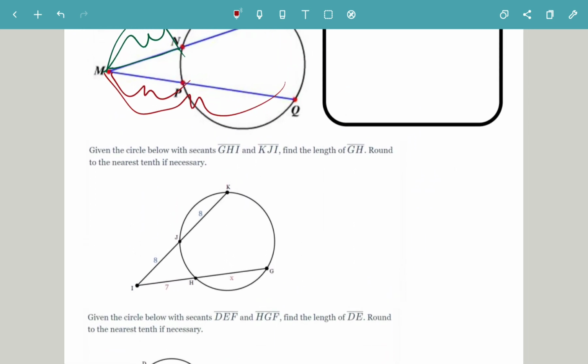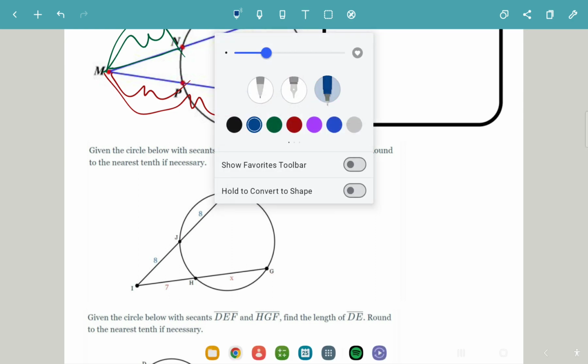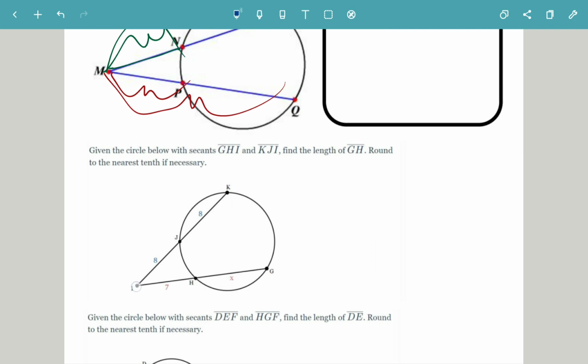So given the circle below with secants GHI and KJI, find the length of JG, rounded to the nearest tenth if necessary. So we have IJK right here, our outside. So IJ times IK is equal to IH times IG.